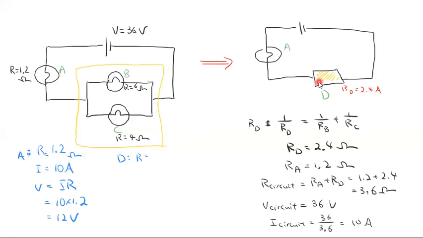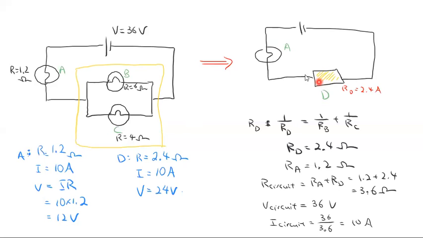Do we know the resistance for D? Yes. What is it? 1.2. Oh, I mean 2.4. What's the current? The current is 10. The voltage? The voltage is 24.